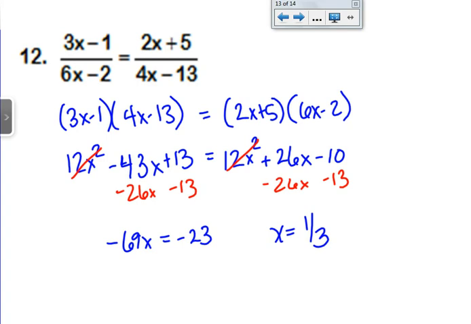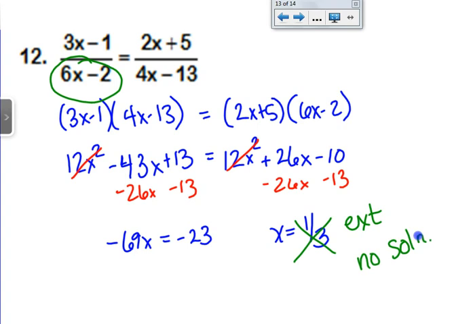Now be careful. Right up here in this denominator, look what would happen if you plugged in a 1/3. You would end up dividing by 0. So this guy ends up being an extraneous solution. And since we have no other solutions, there is no solution.